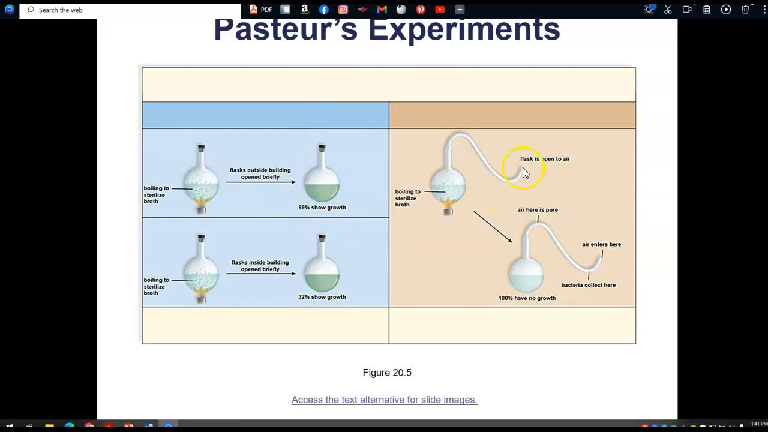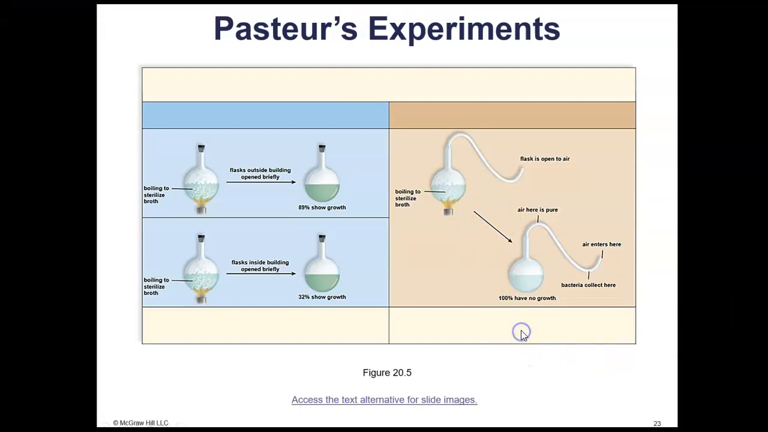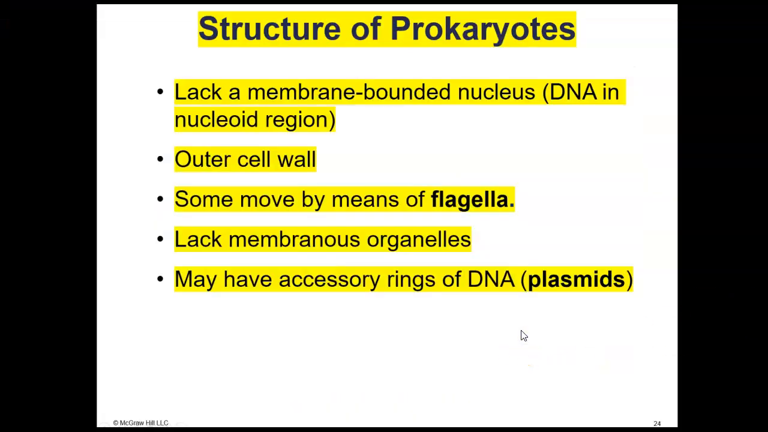So he built a flask with a special neck, and it's open to the air. He boils the broth to sterilize it, and any bacteria that enter are going to get caught right here, and they're not going to be able to go up the incline. So the broth is going to remain sterile. 100% had no growth, and that was Louis Pasteur. And we call this process pasteurization.